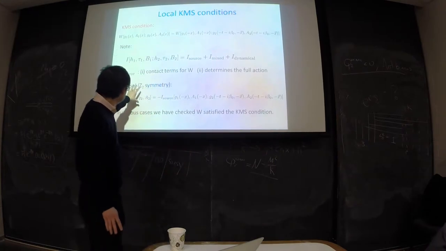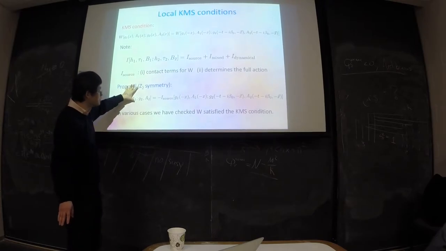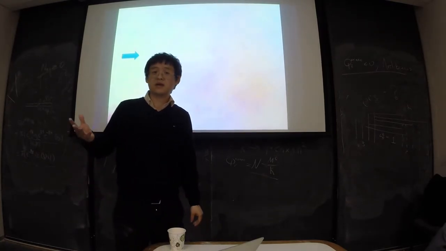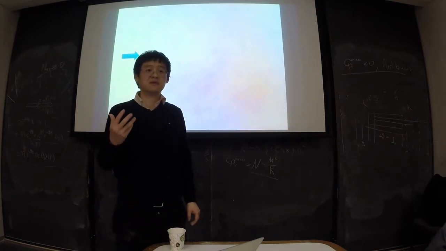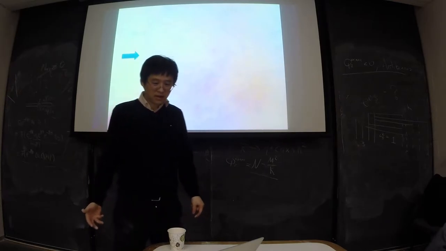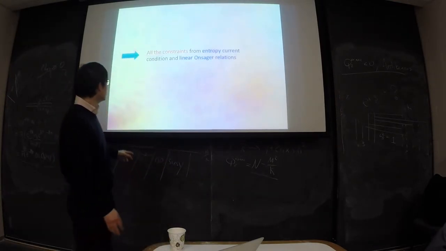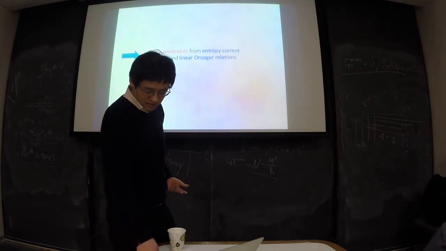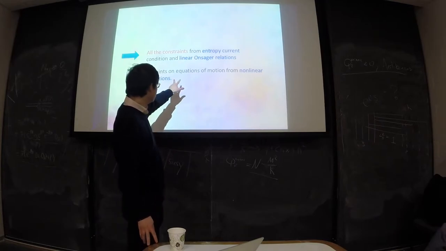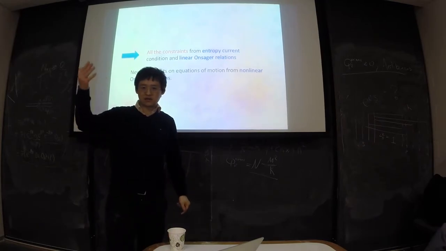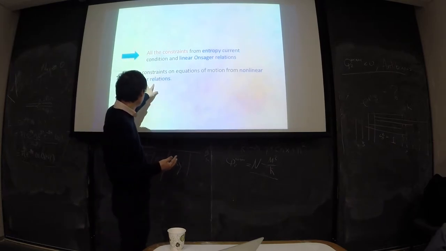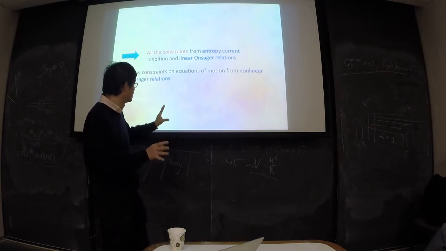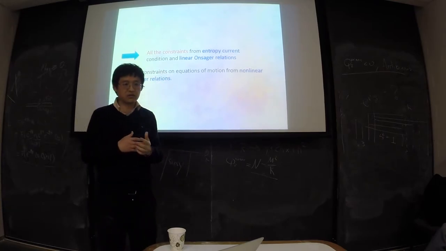And this turns out to be crucial, because once you impose this D2 condition, you actually recover all the conditions from the entropy constraint. All the conditions from the entropy constraint can be derived from just some D2 symmetry in your action, including also the Onsager relations, which all come out from that. Interestingly, this also gives you new constraints on the equations of motion from nonlinear Onsager relations, because Onsager relations can also be generalized to nonlinear order. These include nonlinear Onsager relations which were not known before in hydrodynamics, for example at the second derivative order, and this will lead to non-trivial relations.